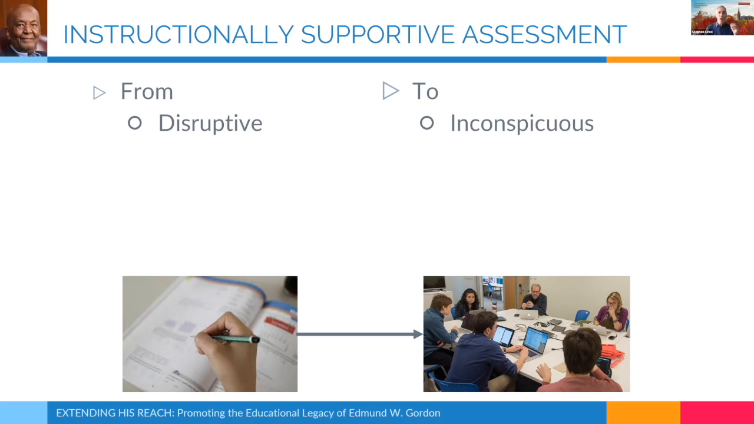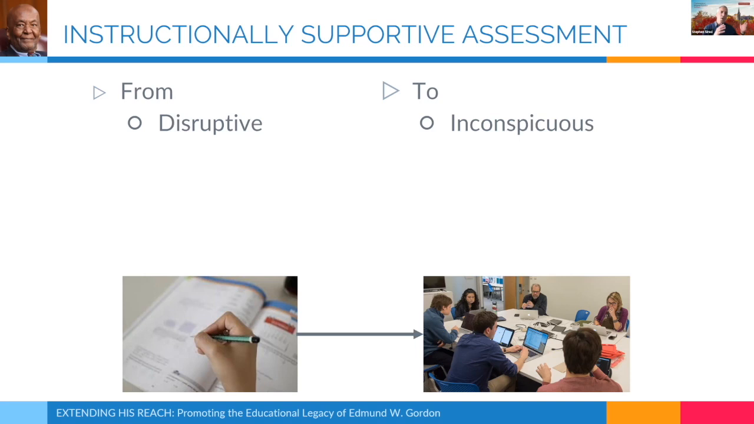So if there's one thing we could do to just make things better, it is to stop assessment from being disruptive. There's a theory out there that the more time students spend getting instructed, the more they're going to learn. So think of assessment as a way of stopping instruction and not doing instruction. I think we really have to change that mindset. So assessment as part of instruction, instructionally supportive assessment, would not be disruptive, right? We can have the assessments as part of normal everyday education. So from disruptive to inconspicuous, you don't even know it.